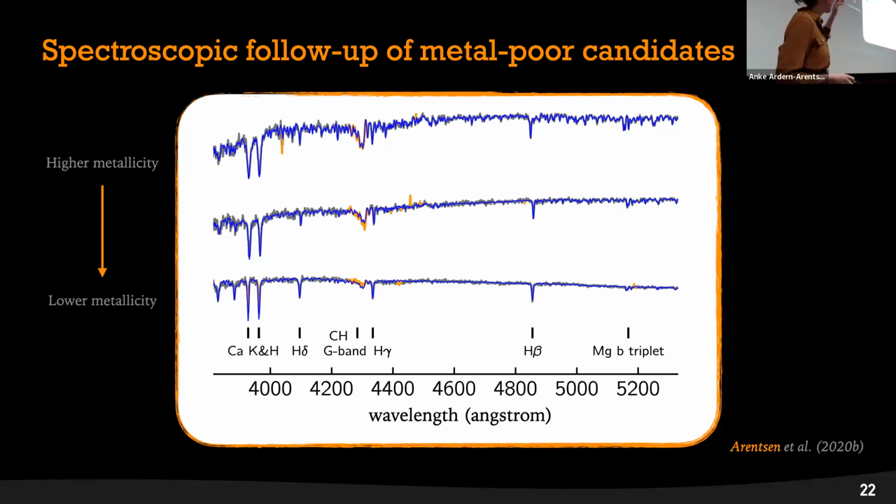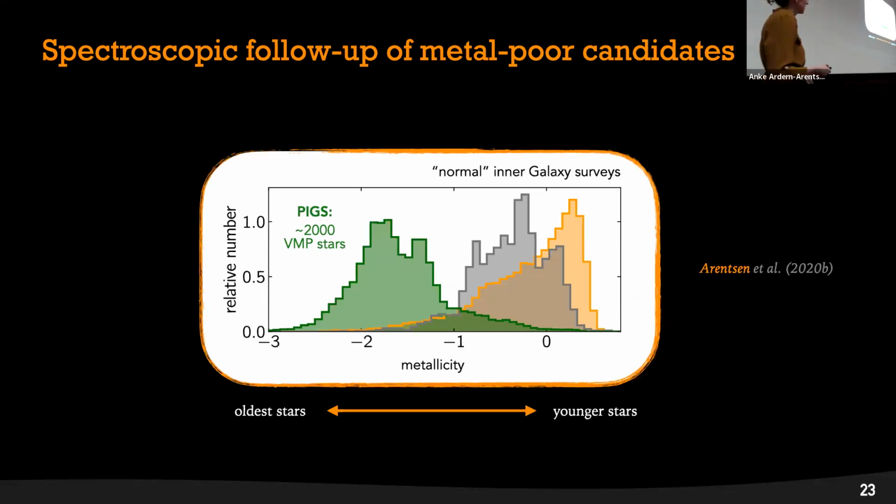So this is just 3 examples. In total, we observed 13,000 stars. And this is the distribution in the metallicity.